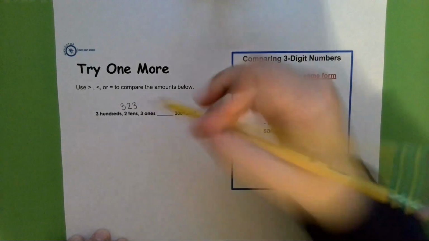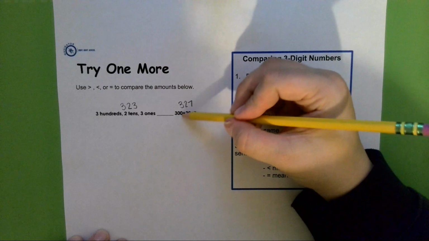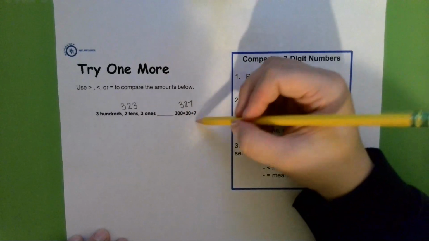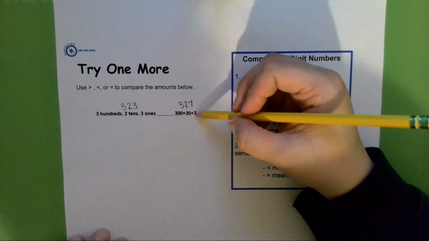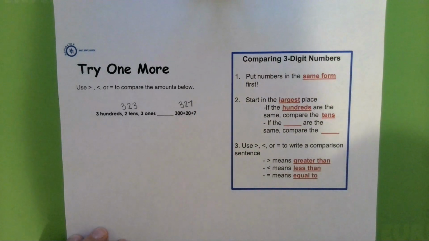I bet you said we should write 327 because the value 300 means we need to write 3 in the hundreds place, the value of 20 means we should put 2 in the tens place, and the value of 7 means we should put 7 in the ones place. Nice work. Now we're ready to write our comparison sentence.